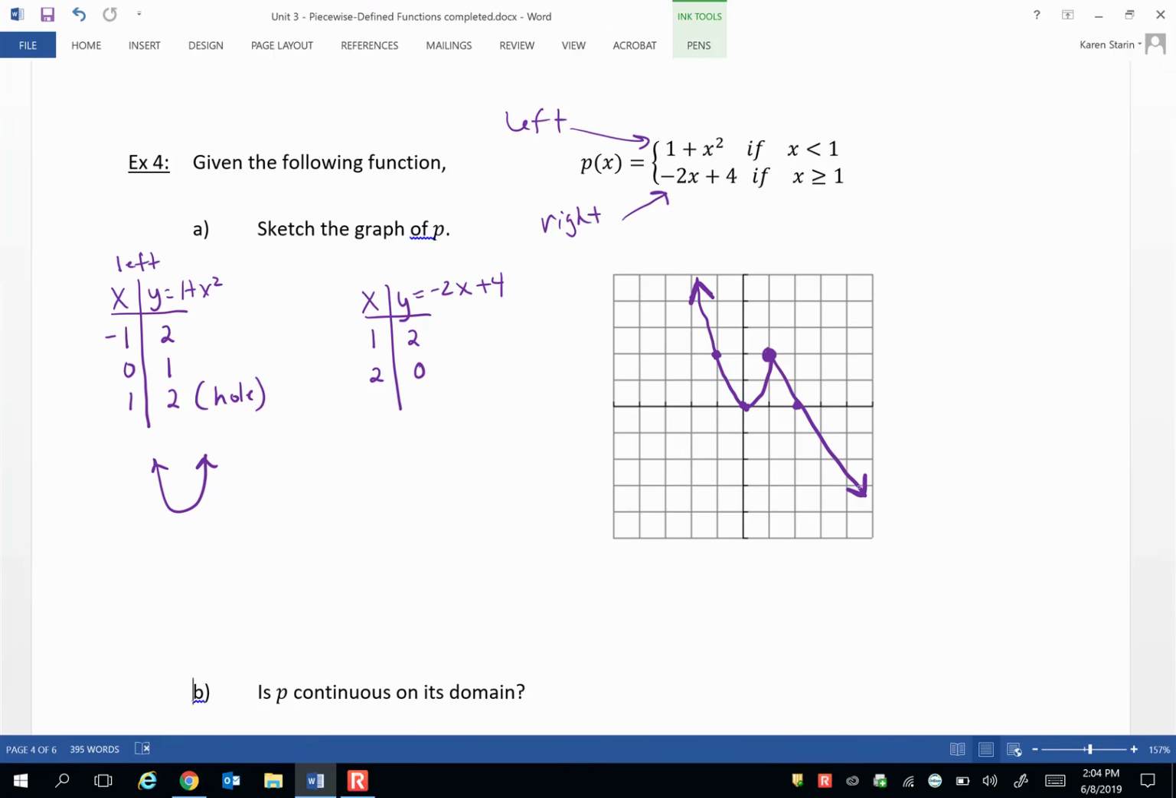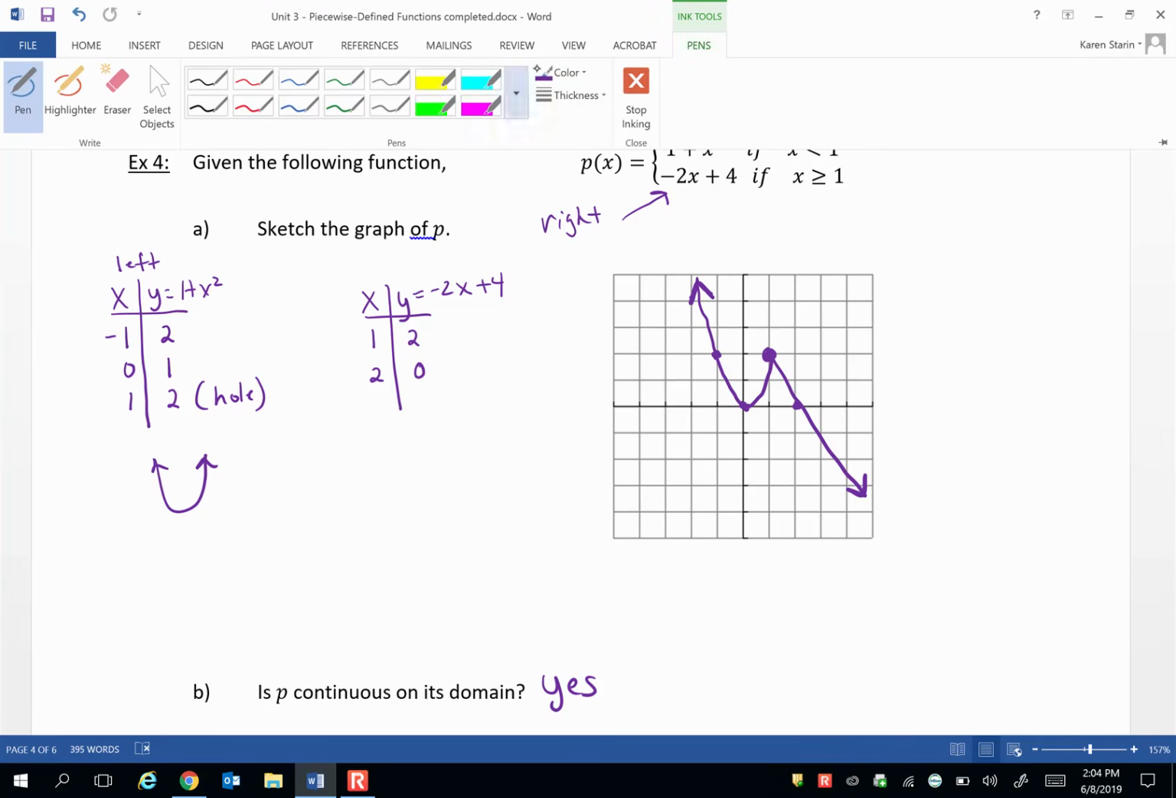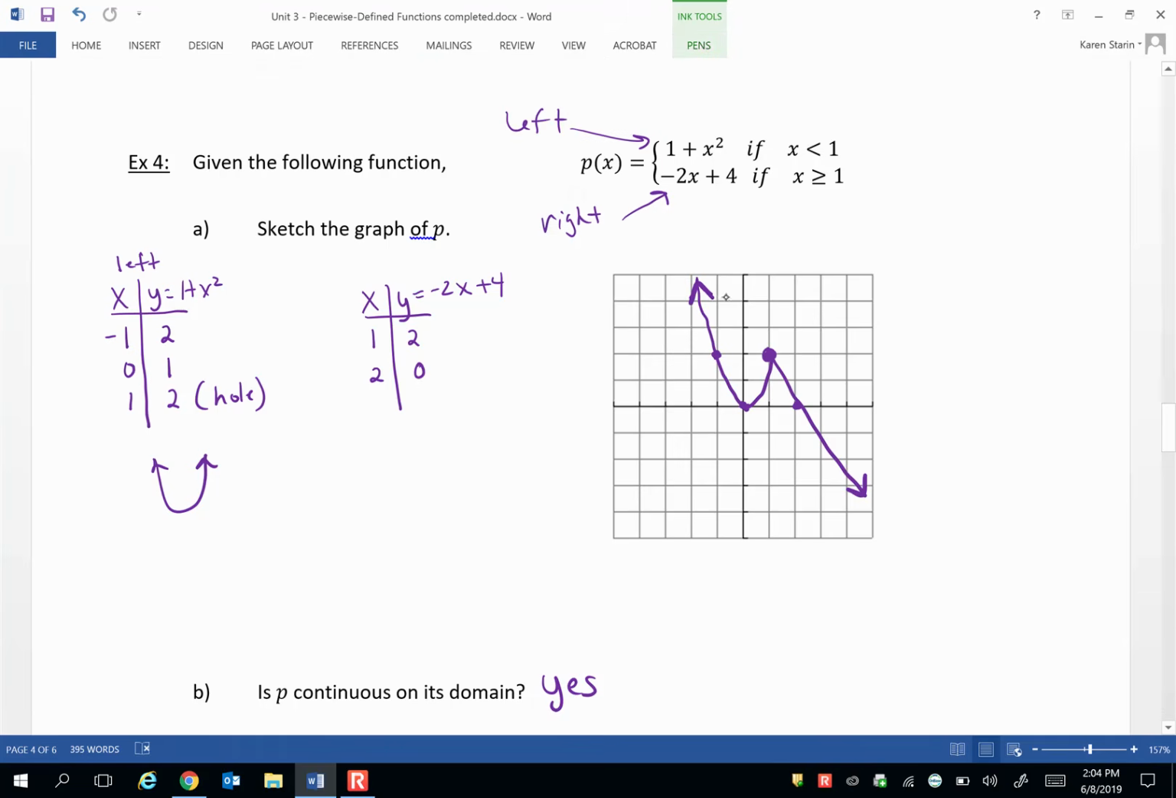Part B, is P continuous on its domain? Well, yes, it actually is, because the right piece fills in the hole from the left piece. Okay, so we don't have to lift our pencil tracing the graph of this function now after it's complete. We would just draw on this line, never have to lift our pencil. So this function is continuous on its domain.